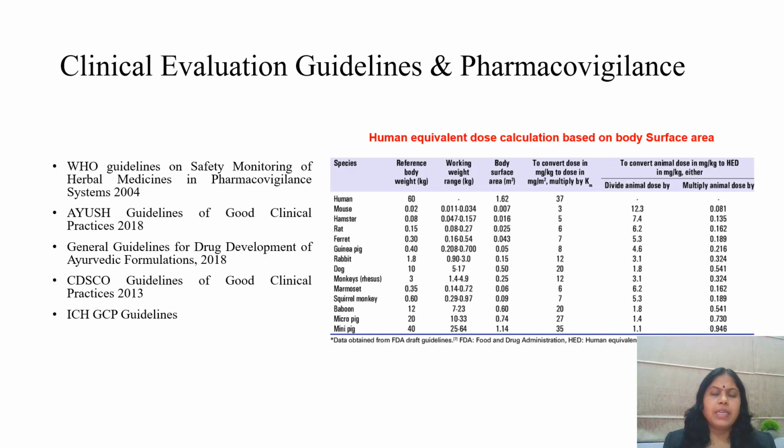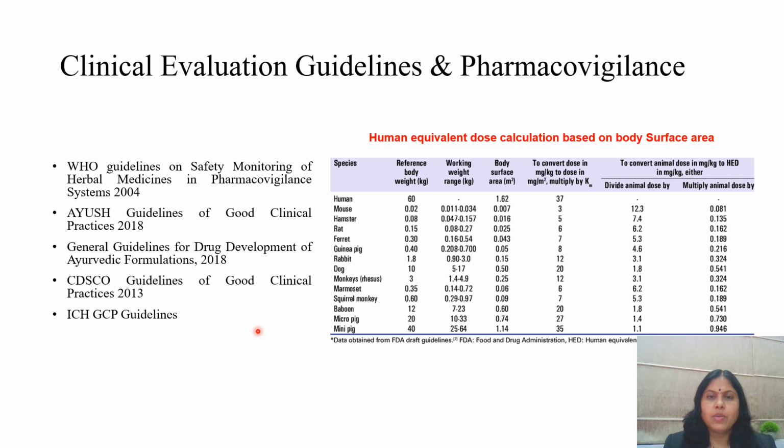Like preclinical evaluation, there are also guidelines for clinical evaluation, given by the WHO, Ayush, CDSCO, and ICH. These guidelines emphasize the various phases of clinical trials, preliminary requirements, protocol discussion, ethical principles discussion, etc., so that humans throughout the world can get safe and efficacious medicines in minimum dose.